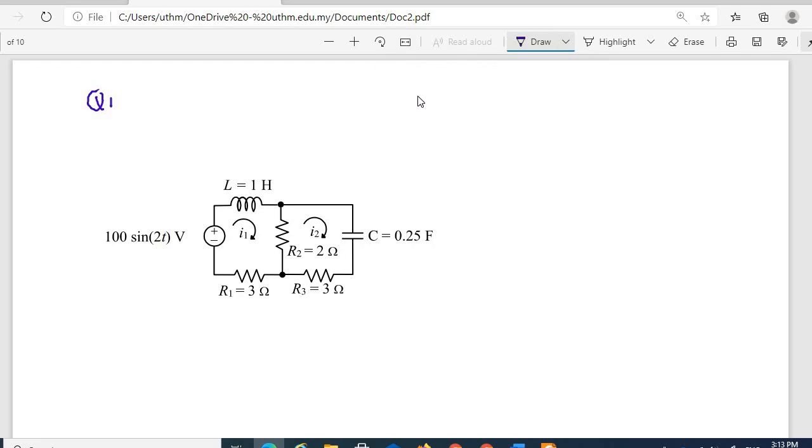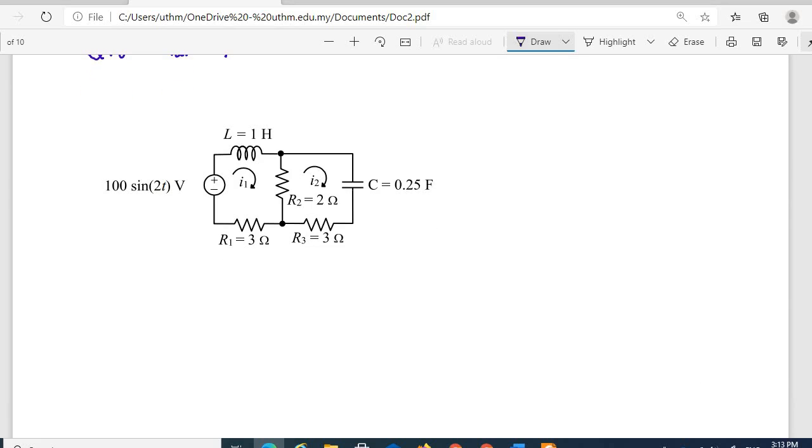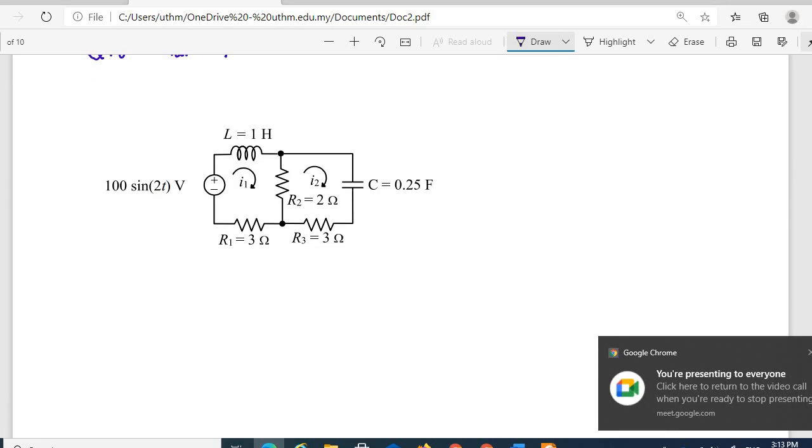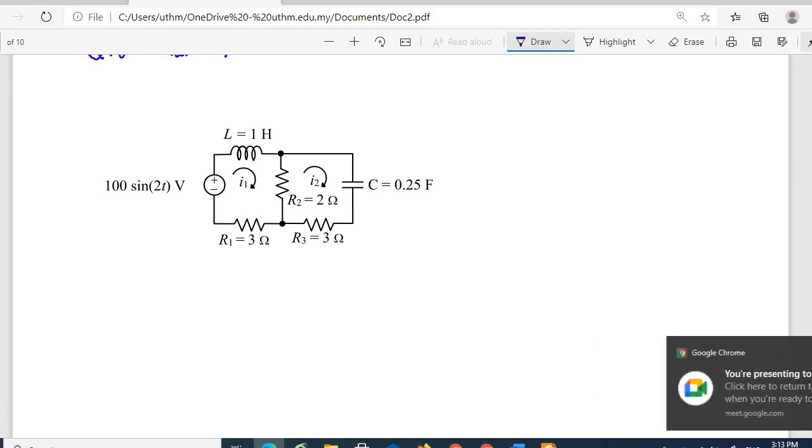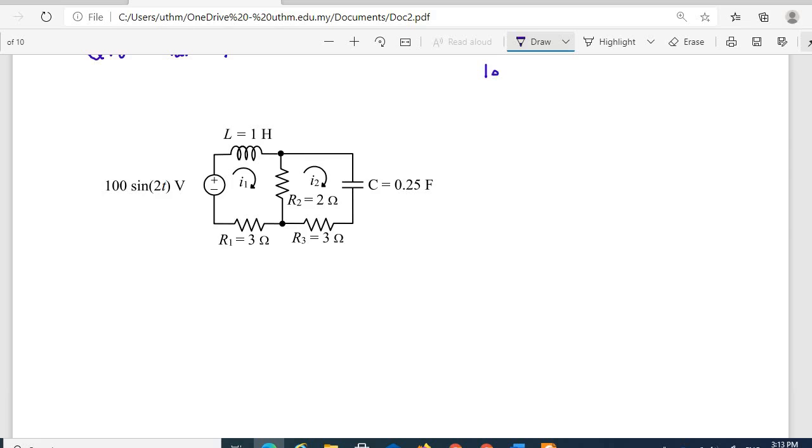This is question 10 of tutorial 4. The first part of the question asks you to show that this network circuit can be modeled as a non-homogeneous system. So first of all, if we focus on the left loop.